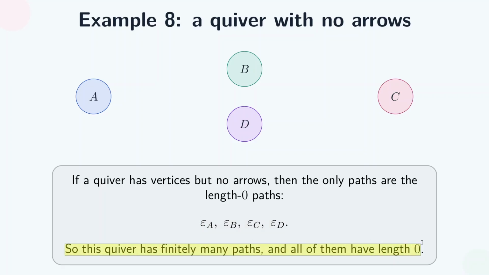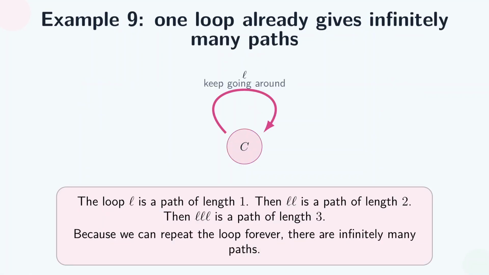Even with no arrows at all, every vertex still contributes one path. Now let us see how quickly things can change. Suppose a quiver has just one loop. A loop is an arrow that starts and ends at the same vertex. So we can travel along that loop once, and that gives a path of length 1.